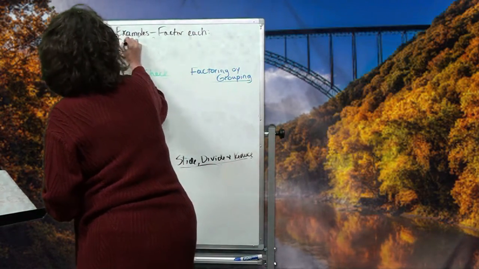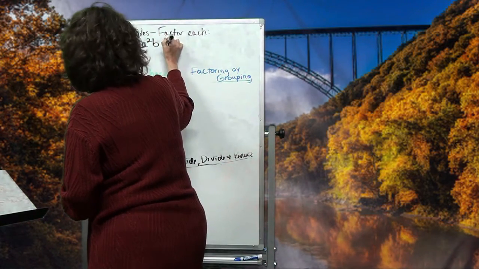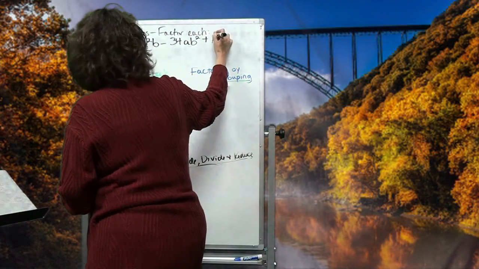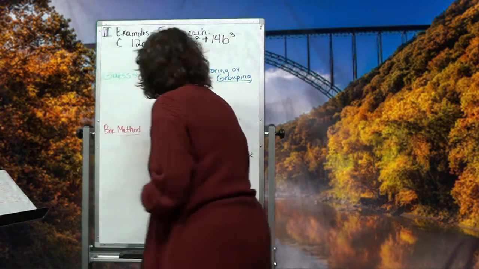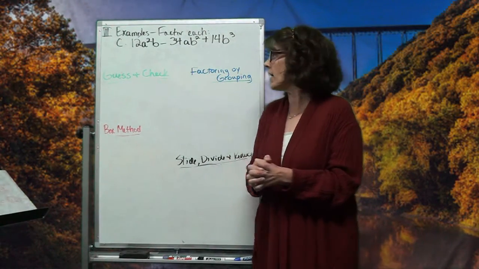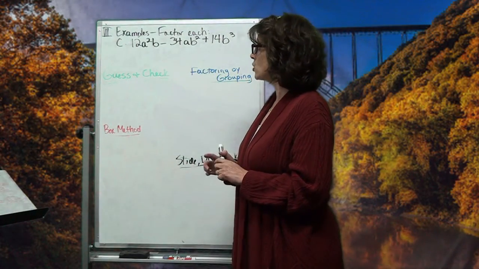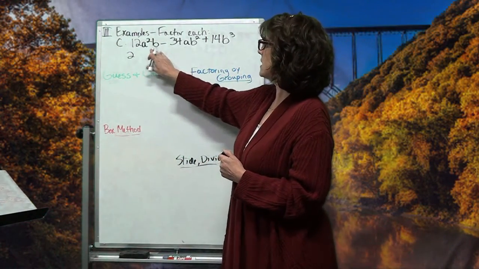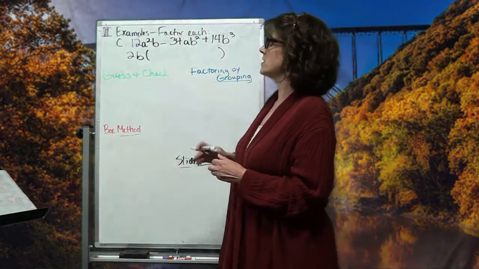So here's example C, and we've got a 12a squared b minus a 34ab squared plus a 14b to the third. Okay, so once again, always look and see if there's something common you can divide out before you do anything else. Notice with a 12, a 34, and a 14, I do believe that I can take a 2 out of each one of those. And notice as well that I can take a's out of here and here, but not here. But I can take a b out of every single one of them. So I'm going to take that 2b out of every single term.